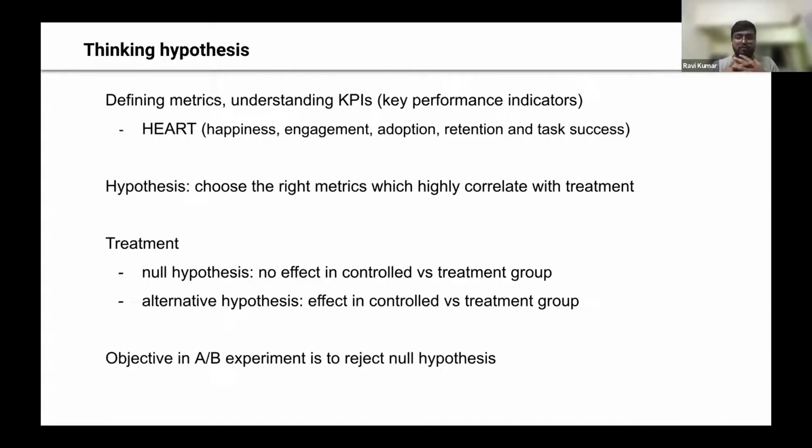The objective of an A/B experiment is to reject the null hypothesis. So what we define is that whatever the hypotheses we have, they are not the same. That's what we're trying to establish in the A/B experiment.